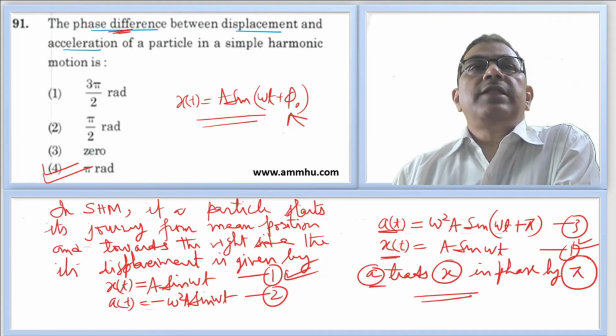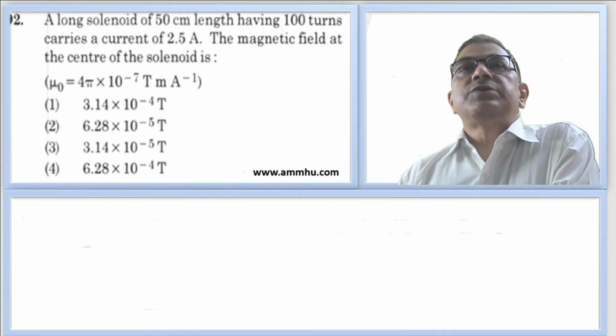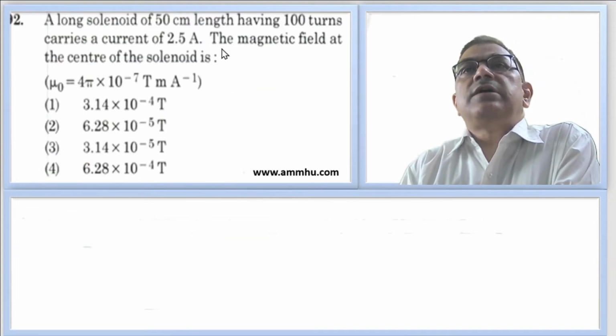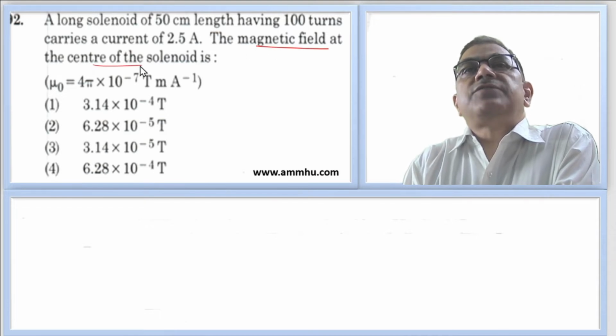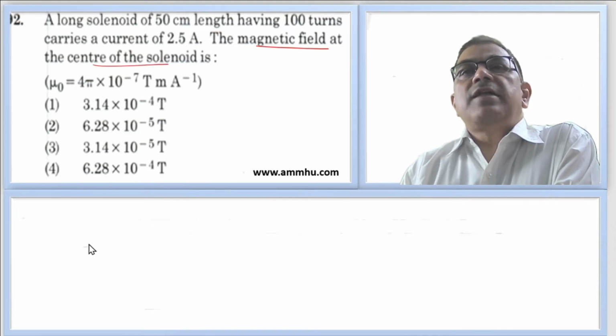Let's come to the next question. In the next question, we have been asked to find the magnetic field at the center of the solenoid. The magnetic field at the center of the solenoid, or somewhere in the middle of the solenoid, is given by mu naught N i. And over here N stands for the number of turns per unit length.